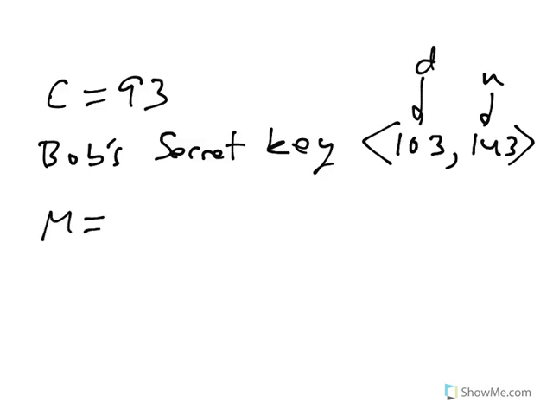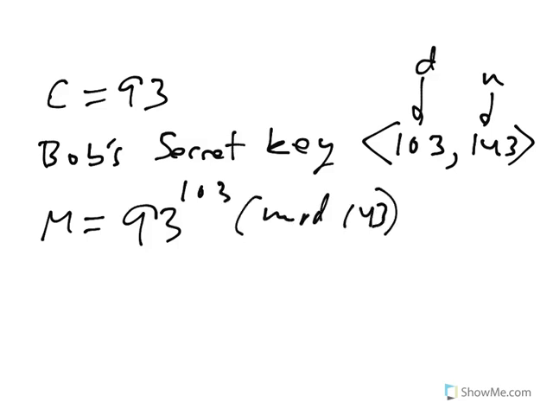If Bob wants to decrypt the message, he takes the encrypted message, raises it to the D power, which in this case is 103, mods it by the same 143, and out comes the number 17. It's been decrypted.